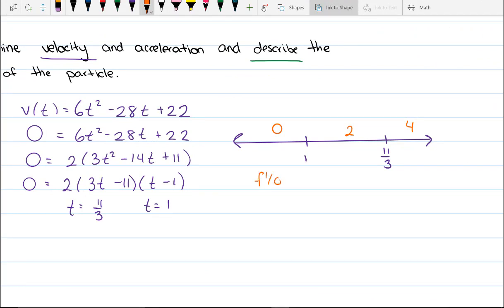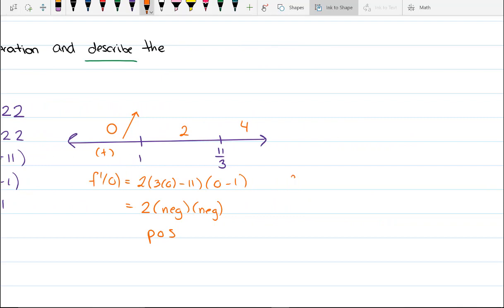So f prime of 0 is going to be what? Do I actually care what the actual number is? No, I only care whether it's positive or negative. So I'm going to plug it into my factored form. I get 2 times a negative number times a negative number, and this gives me a positive number. So this is positive, so it's increasing.